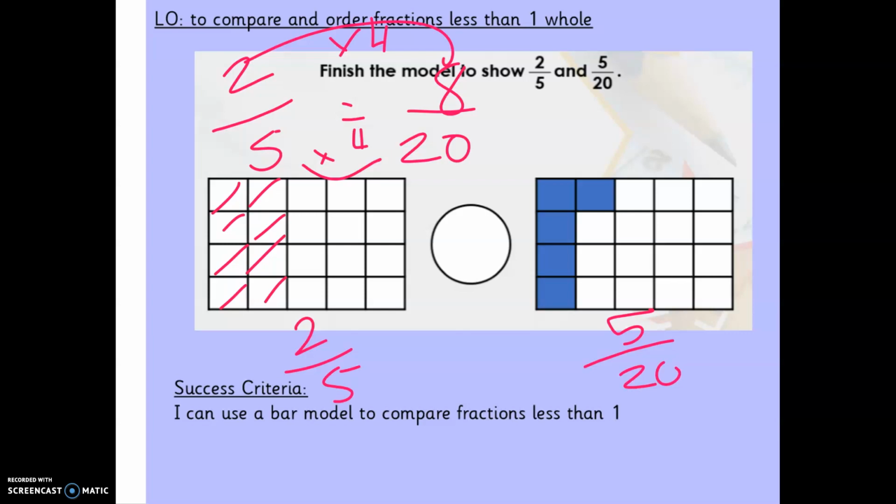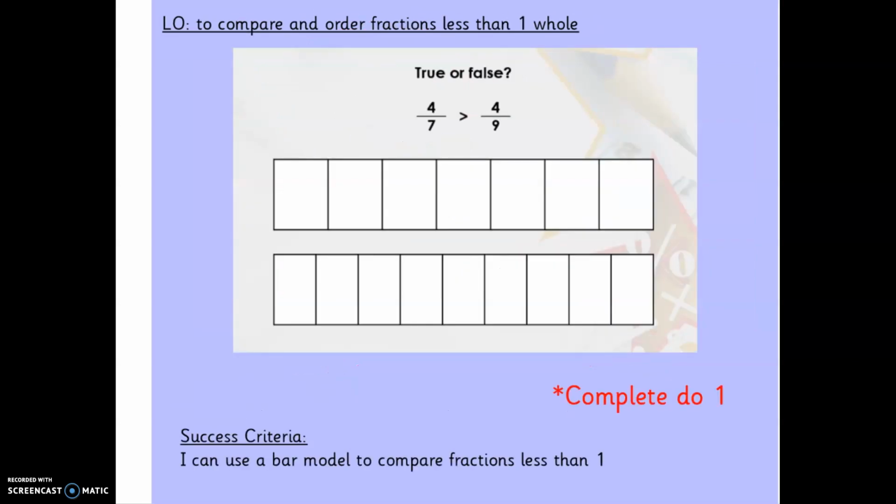Now if that was me and that was a chocolate bar, I would definitely want the 2/5 size of the chocolate bar because I'd be getting 8 chunks, and on the blue side of the chocolate bar I'd only be getting 5. So 2/5 is bigger than 5/20. Let's have a look at another example. So true or false? I've got 4/7 is greater than 4/9. Let's try.